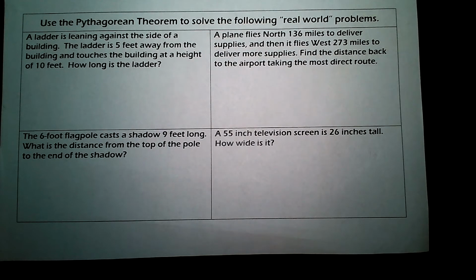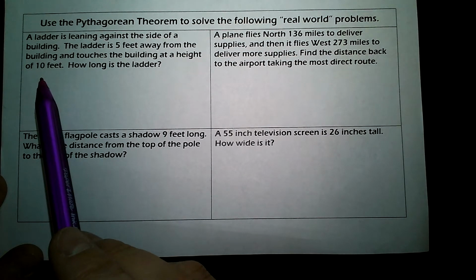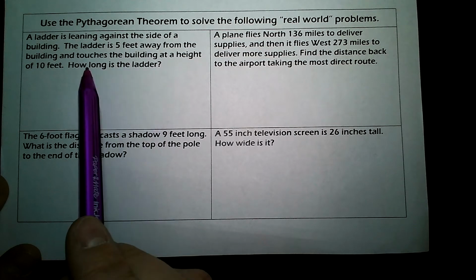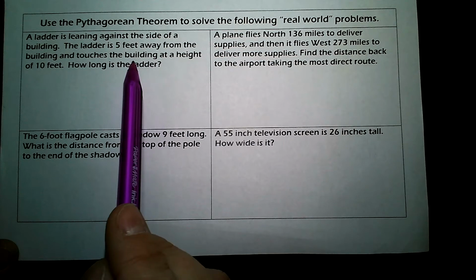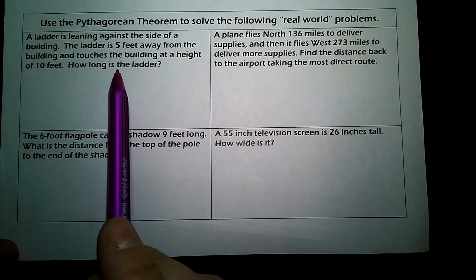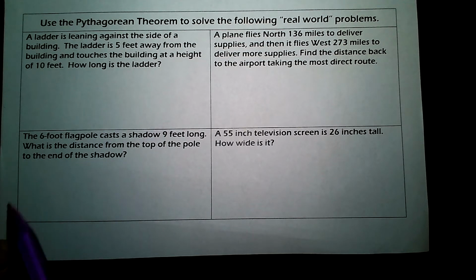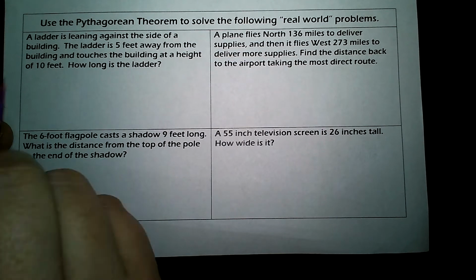Number one, this is a classic problem, all right? A ladder is leaning against the side of a building. The ladder is 5 feet away from the base of the building and touches the building at a height of 10 feet. How long is the ladder? Ooh, okay. Now, I am no artist, as you know, and I don't need to be. I need to be able to solve a right triangle because I know I'm working with Pythagorean theorem.